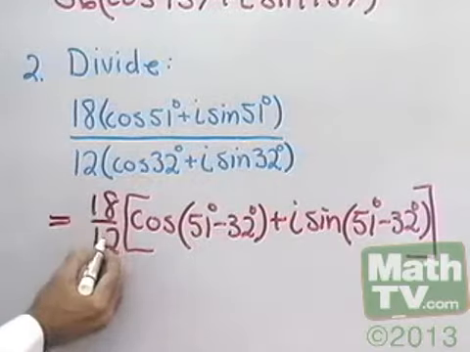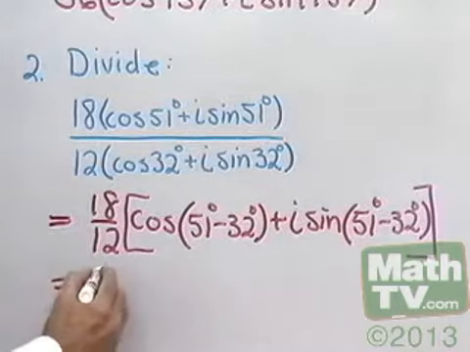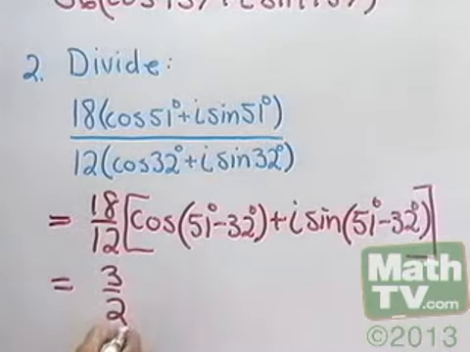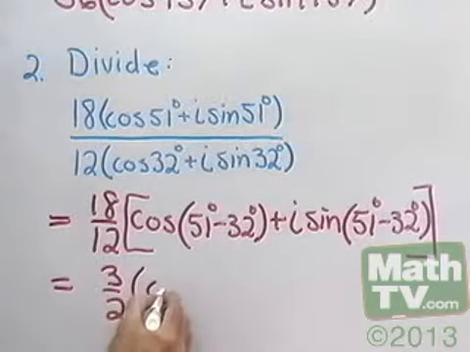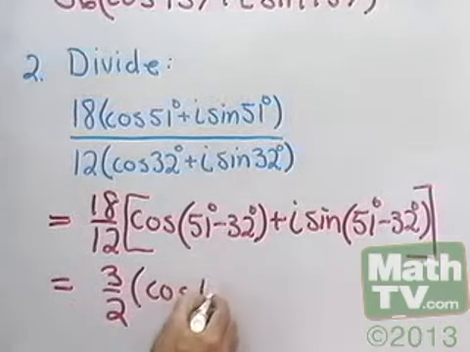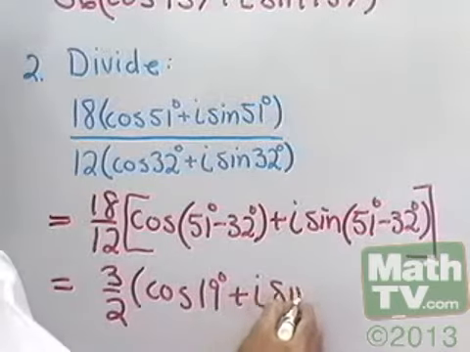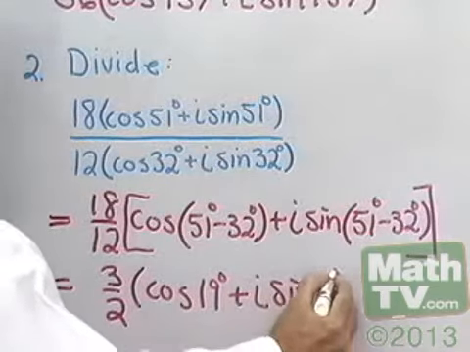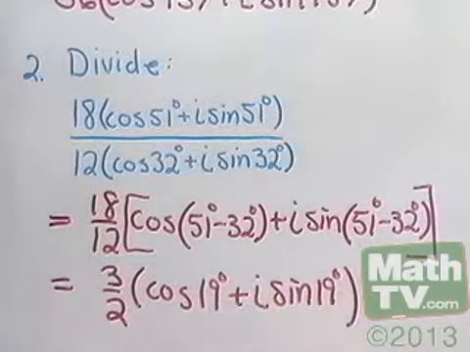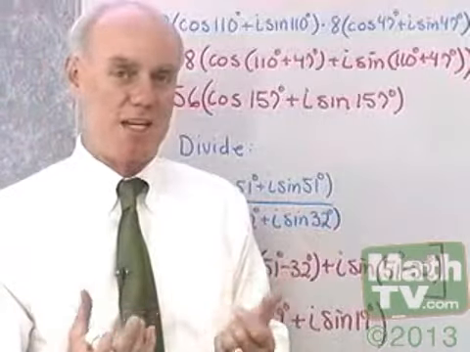Now let's see, 18 divided by 12, I'll reduce to lowest terms. That looks like 3 halves, or 1.5. I'll write it as 3 halves times cosine 51 subtract 32, what's that, 19 degrees? Plus i times the sine of 19 degrees. So, division, very similar to multiplication, except we divide absolute values and subtract angles.